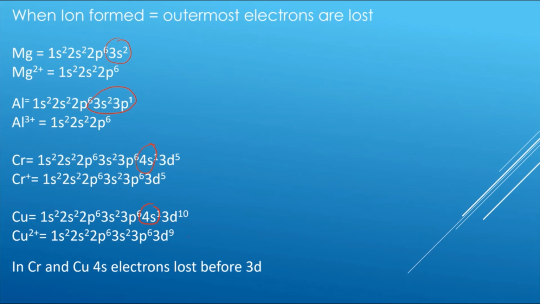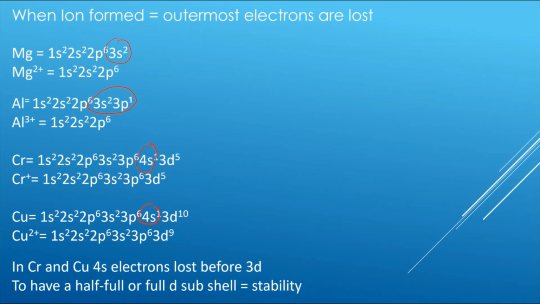And this is because in chromium and copper, 4s electrons are lost before 3d, and that's to have a half full or full d subshell, because that gives them stability, and all elements want stability.